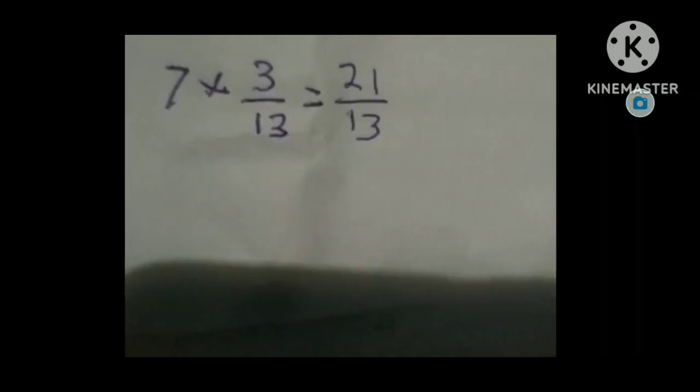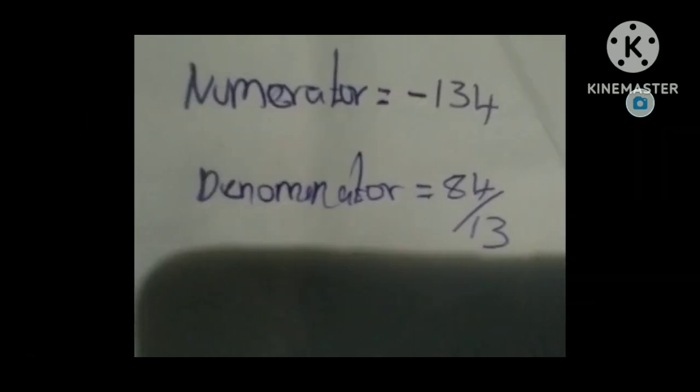So from there, you can just solve that. It is multiplication now. You solve this, and the answer after solving that will be 84 over 13. So the denominator is 84 over 13. The numerator is negative 134. From there, you know, this was a fraction. Meaning that it is numerator over denominator. So the answer to this is negative 134 over 84 over 13.